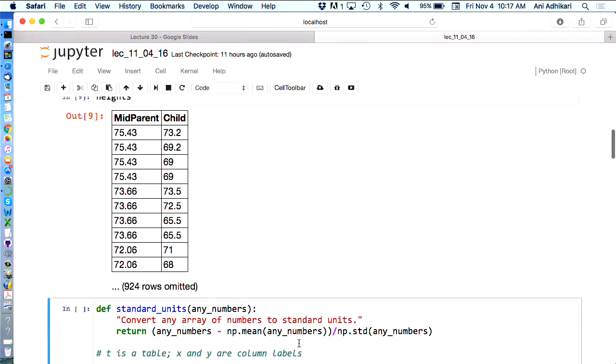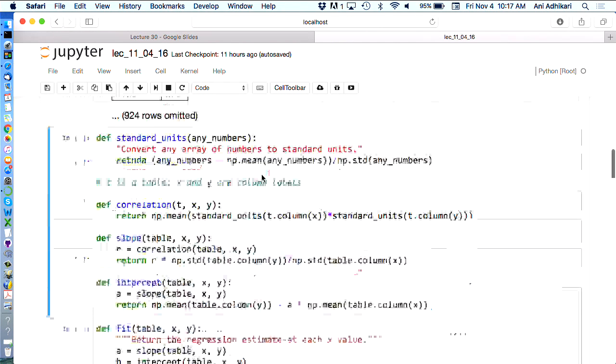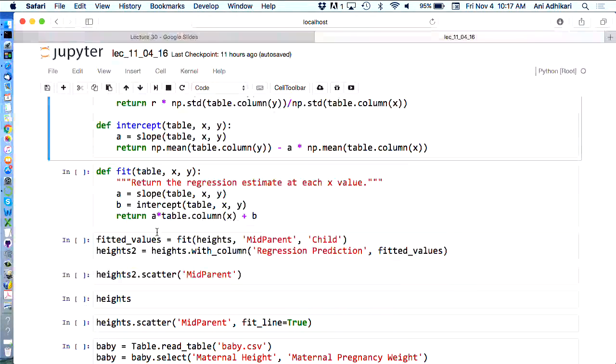And so just the picture that we had last time was this regression. We were doing child's height on mid-parent height. So I'll apply fit to the table heights. X is mid-parent height, Y is child height. It will return, what is this? What kind of object is this?